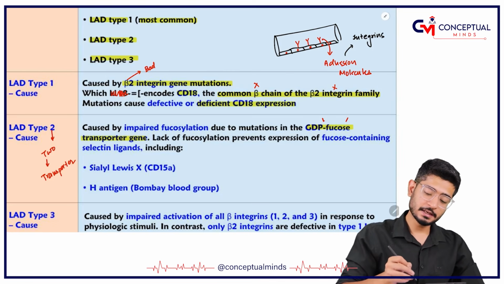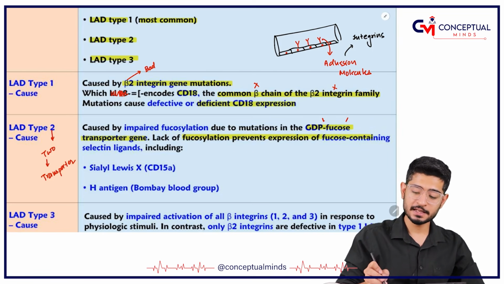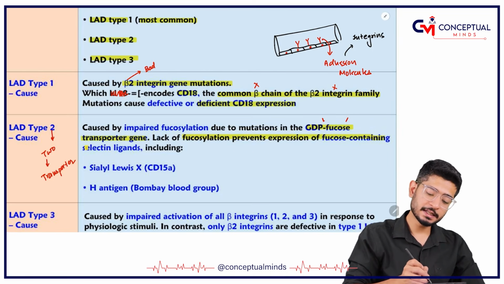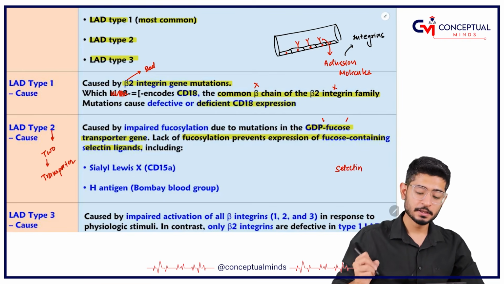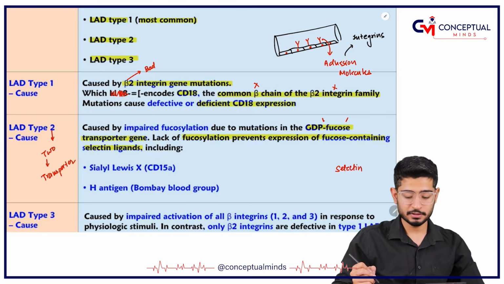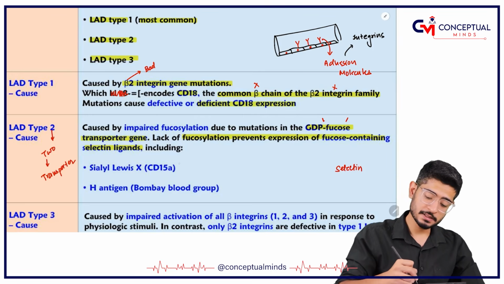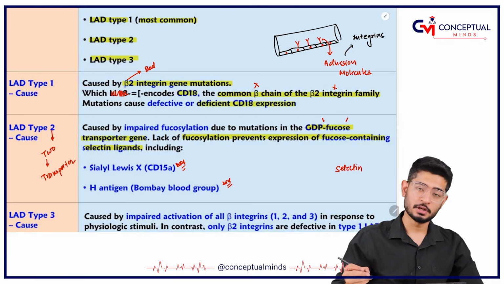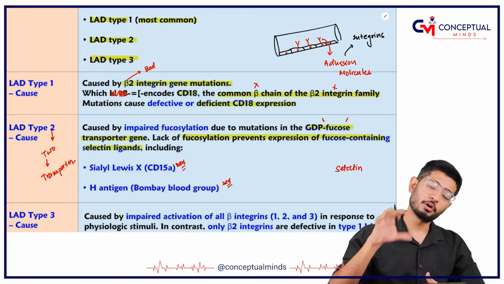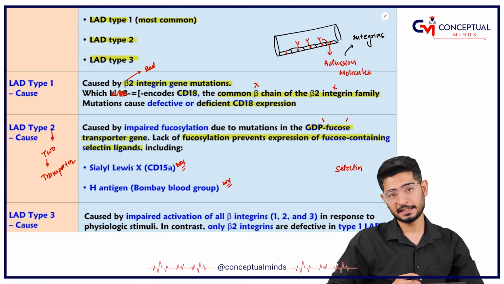And because there is lack of fucosylation, it prevents the expression of fucose containing selectin ligands. So selectin is also responsible for the adhesion. So selectin ligands are not going to come. And what are the proteins which are responsible for this? One is sialyl Lewis X, and next is H antigen. So both of them are not going to be fucosylated, and because they are not fucosylated, they are not going to let the selectin ligand express.